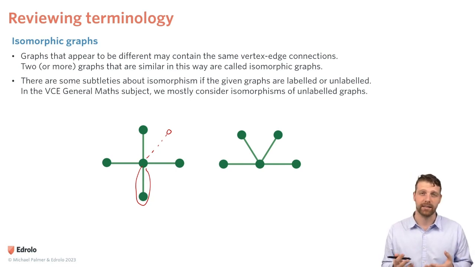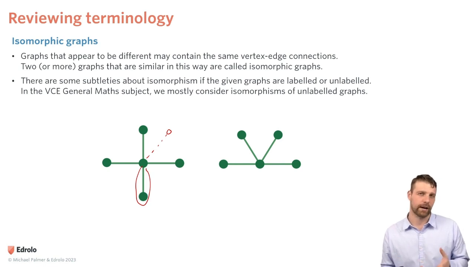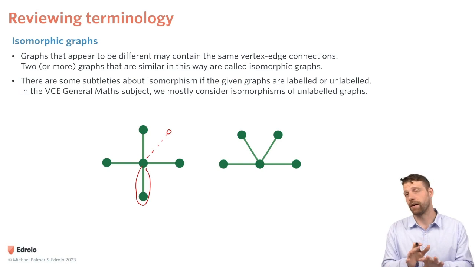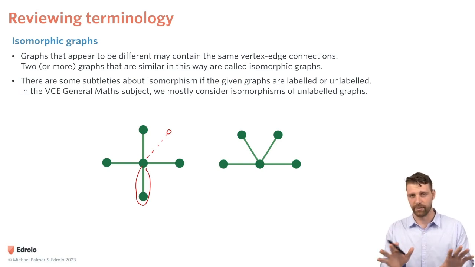You might like to think in a simpler way: can you redraw the graph so that it looks exactly the same? So you could lay them on top of each other, because if the graphs are unlabelled, you should be able to do that if they're isomorphic.